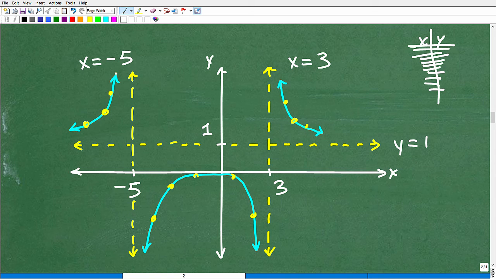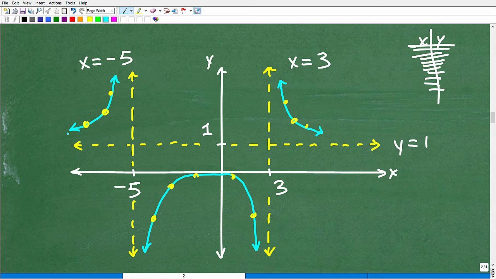But show these branches. Again, you want to make sure that you're demonstrating your understanding of asymptotes, that you're not having the branch of your graph touch the asymptote. You don't want to be showing that it's going to run into the asymptote. Try to show the behavior that it's approaching that asymptote. That's very, very important.